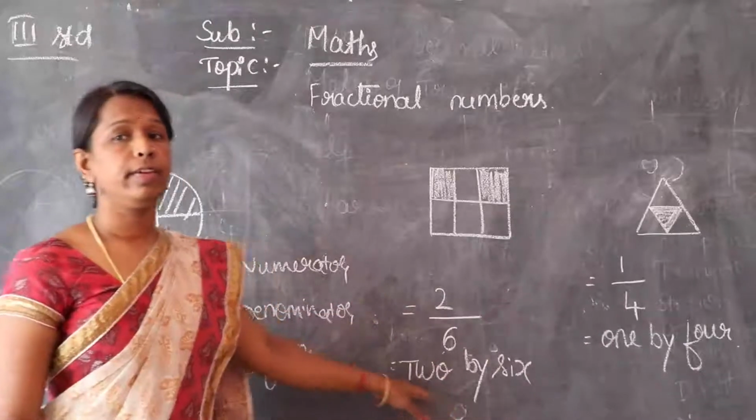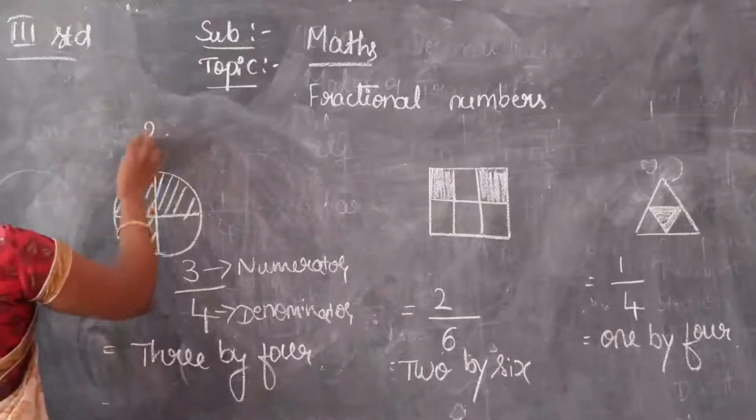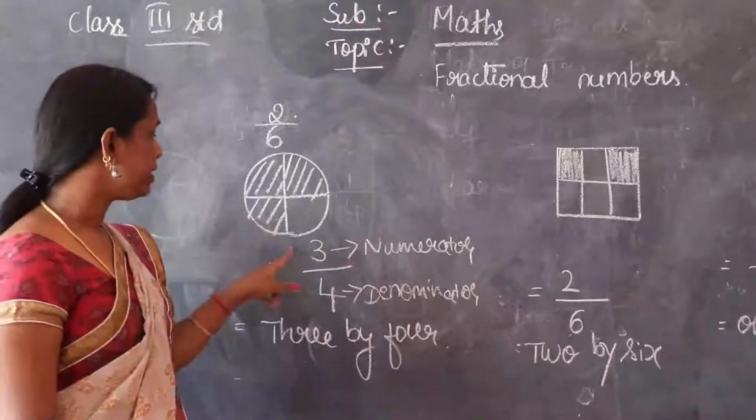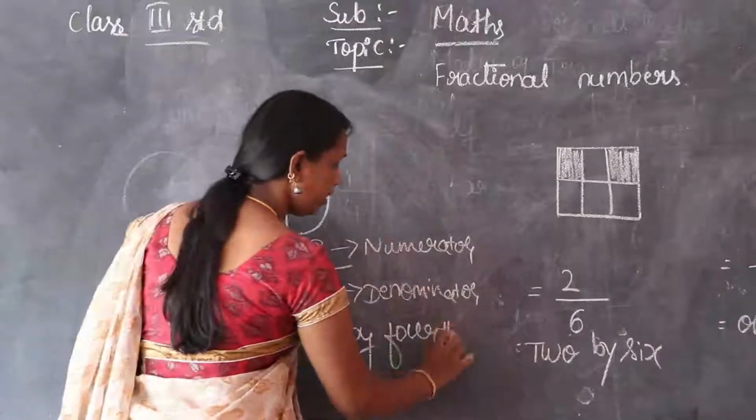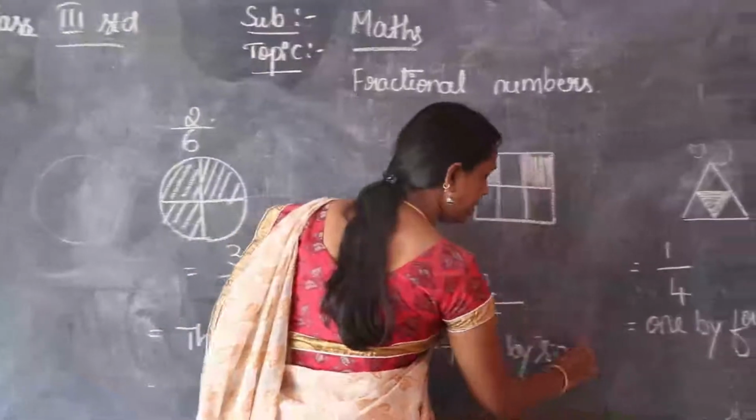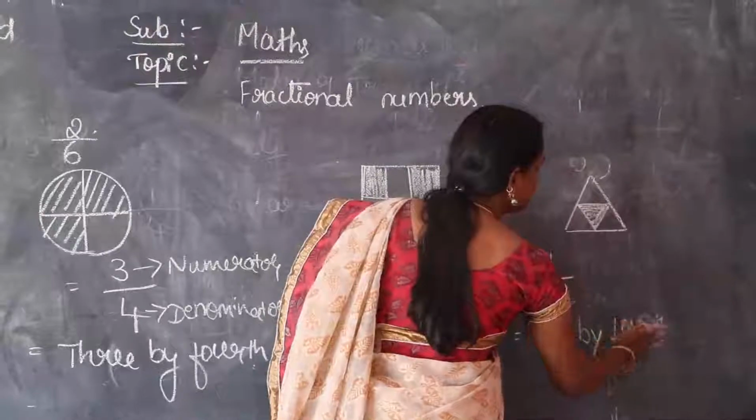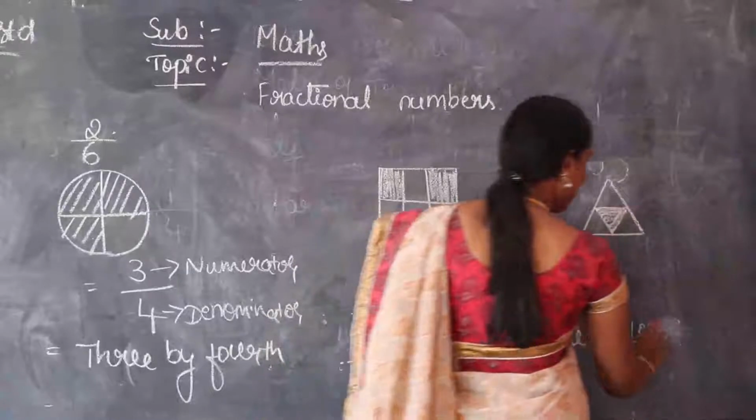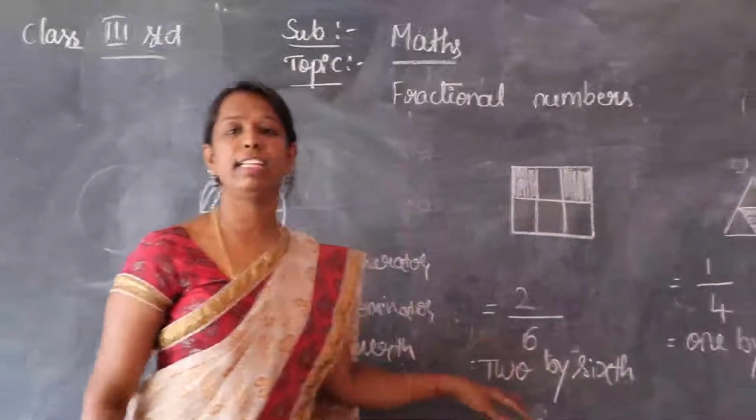Now write the fractions in words. 2/6, we can call it 2/6. This 3/4 is written in words as three-fourths, and 2/6 is written in words as two-sixths, and this 1/4 is one-fourth, F-O-U-R-T-H. Okay, children? F-O-U-R-T-H, 4. Okay, this is called fractions. We will write them in words.